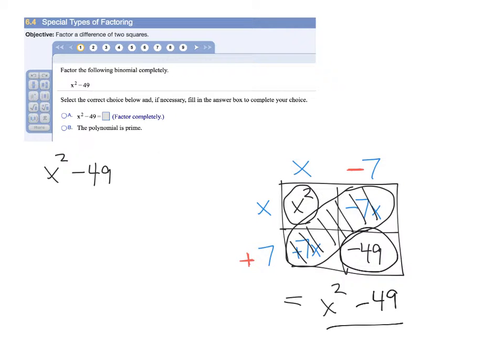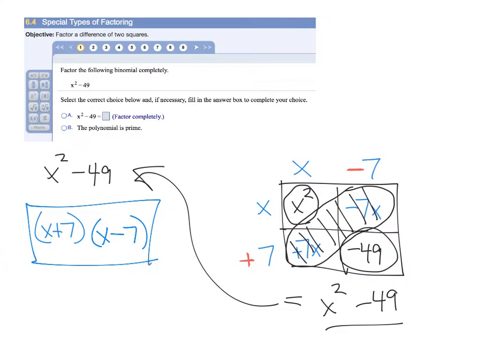So you get x squared minus 49, and that's exactly what we wanted. So what are our factors? It's x plus 7, that's right here, and then you have x minus 7 right there, and that is your factor.